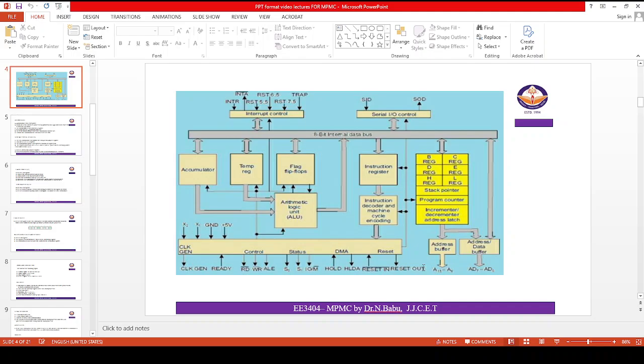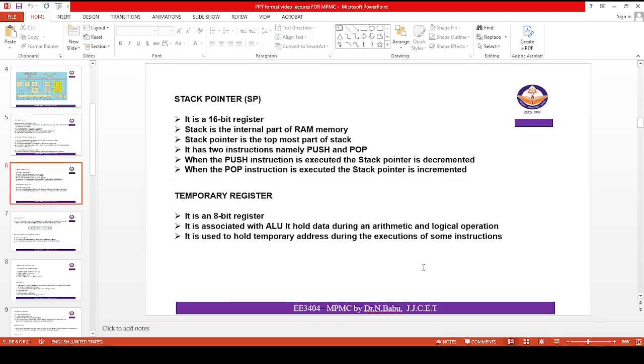Next, how to retrieve data from the stack? One more instruction is there, called the POP instruction. By using the POP instruction, we can retrieve the data from the stack. After the POP instruction execution completes, the stack pointer is incremented by 1. This is a function of registers, the 8-bit registers.